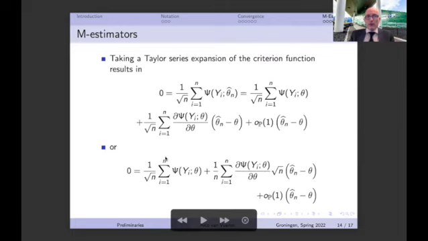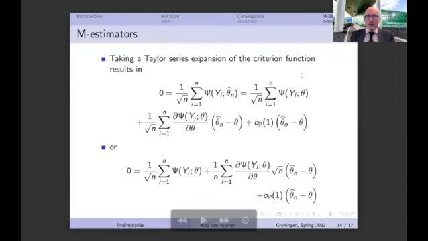I would like to go on with the next topic, and that's the topic of the asymptotic distribution of the M-estimator. For that, we should realize that this is, of course, our M-estimator. What we now are going to do is use a Taylor series expansion around the true value of theta. I just denoted that by theta as we have it over here.